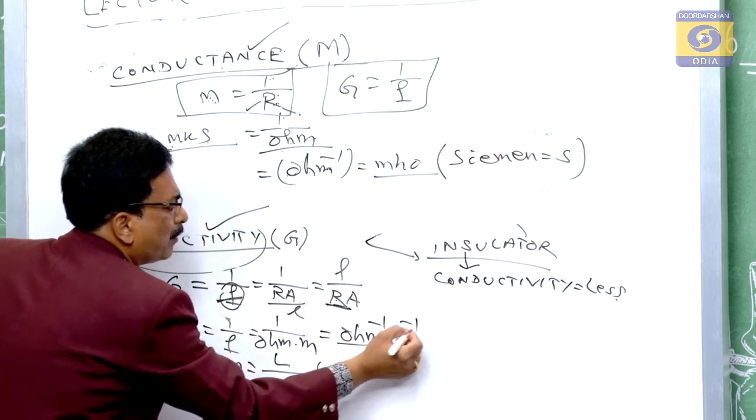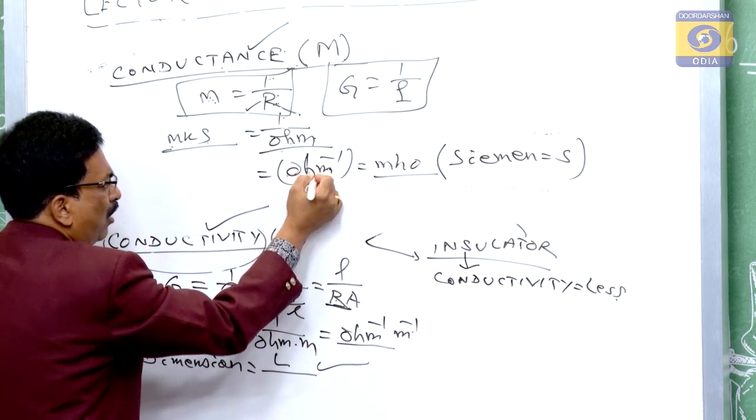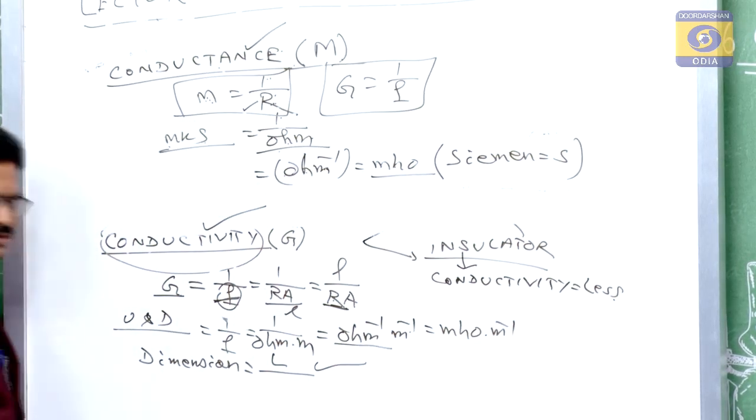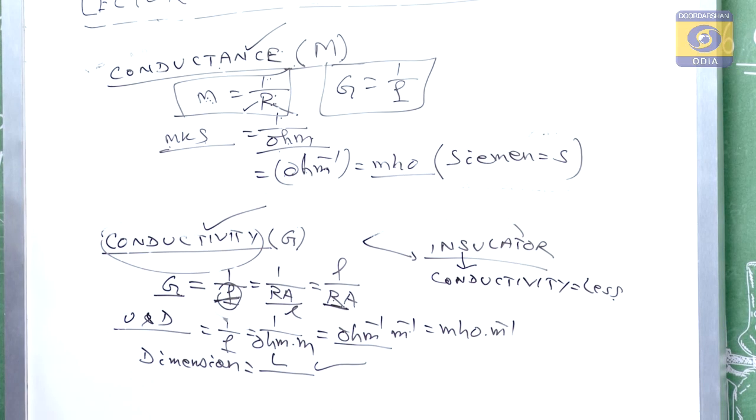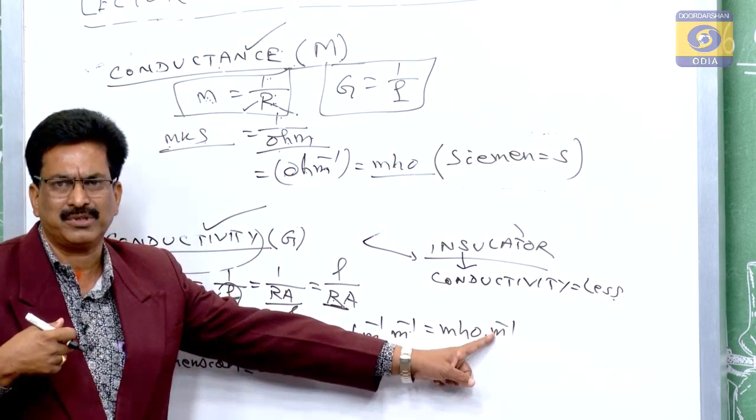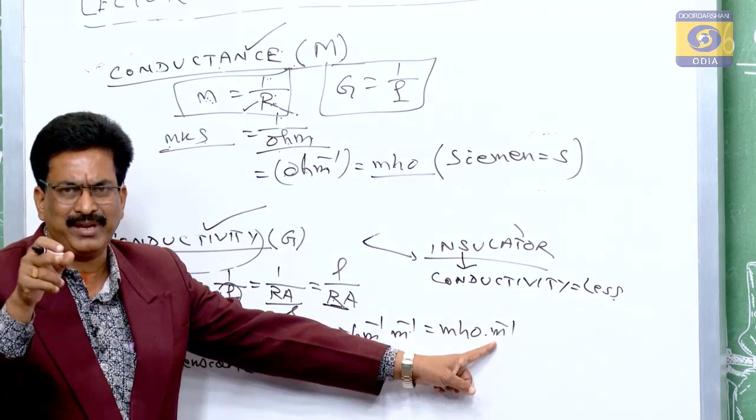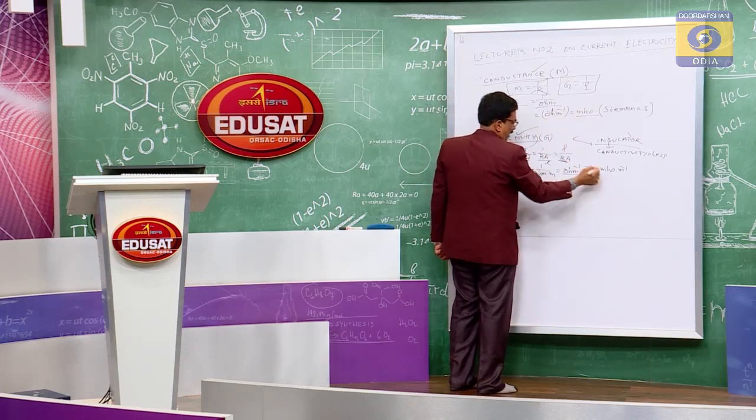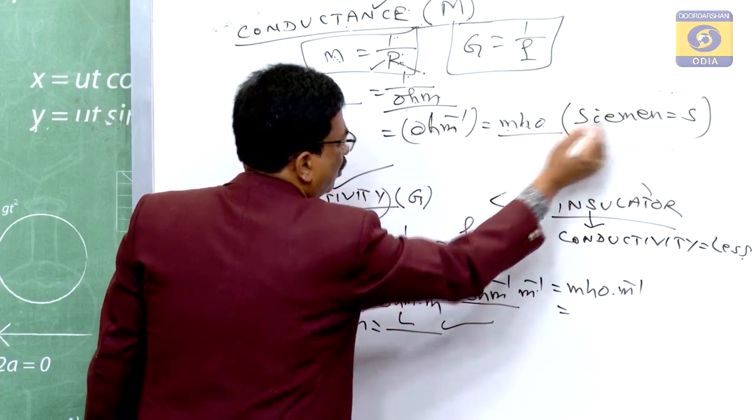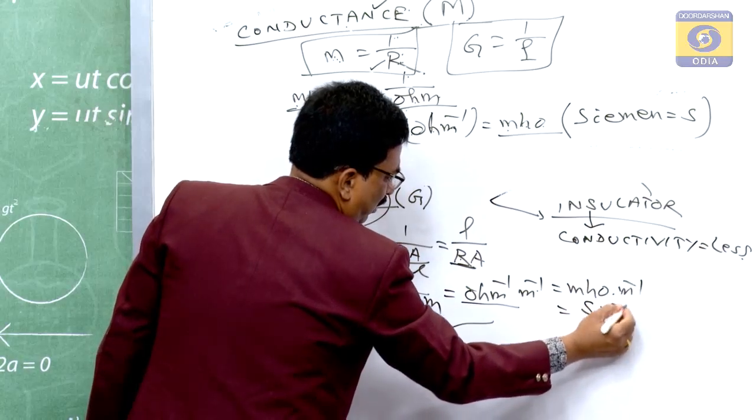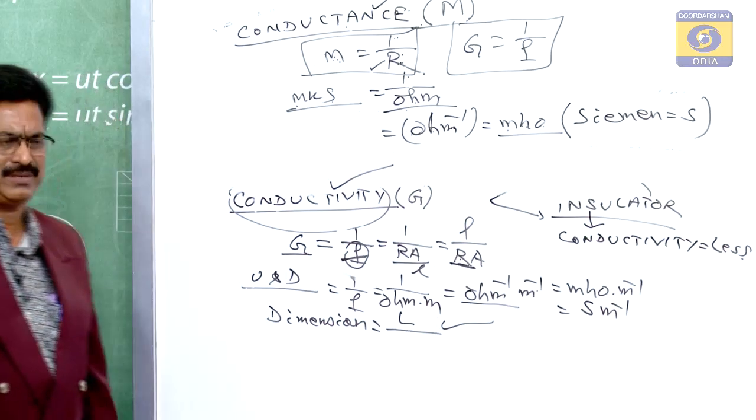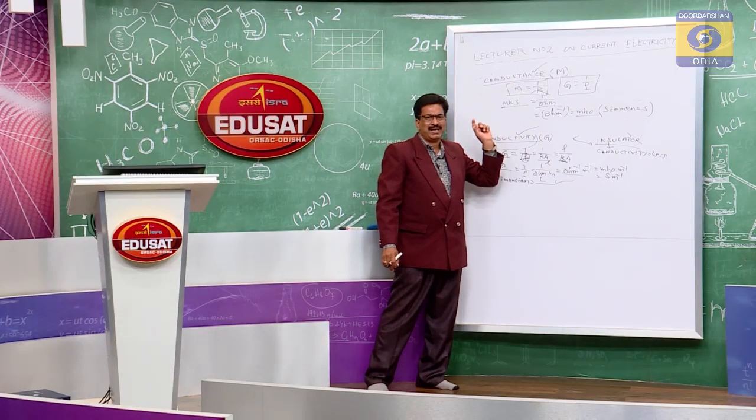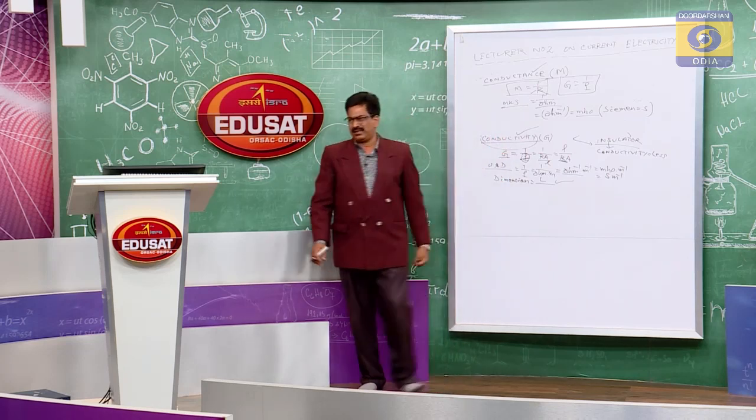So if this is ohm inverse meter inverse, according to this, ohm inverse is equals to mho. So you can say this is mho meter inverse. That is the mho meter inverse, and mho means the reverse of ohm. This mho can also be written as S. So S, that is S meter inverse, is the conductance. So the definitions of the resistance, capacitance, and conductance, these three we discussed.